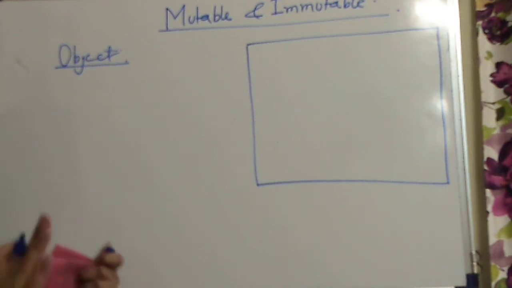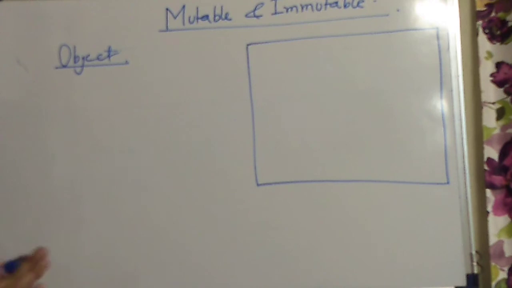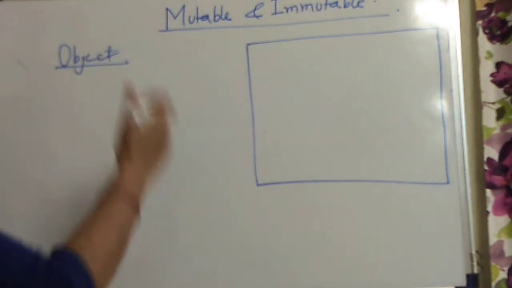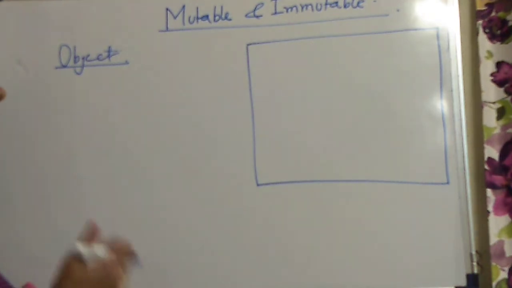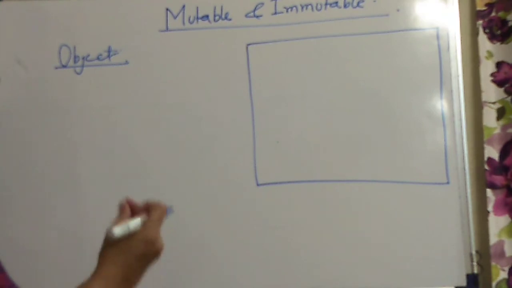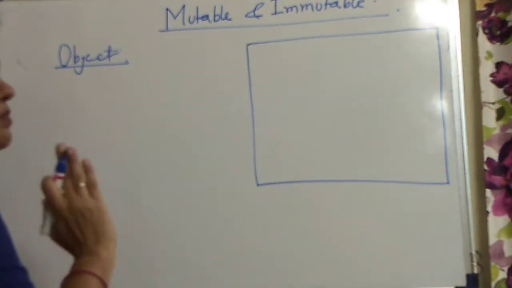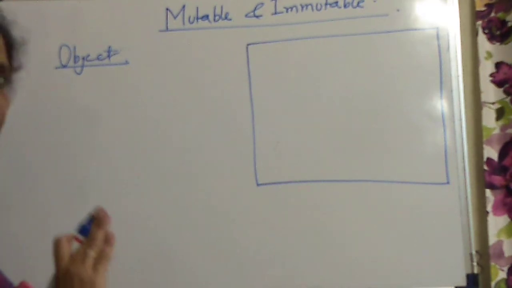Just imagine what I have mentioned: memory is a sheet, and that sheet is divided into blocks, and each block is numbered. Take the example that the numbering starts from 0, 1, 2, 3, 4. So each block will have a unique number, right?